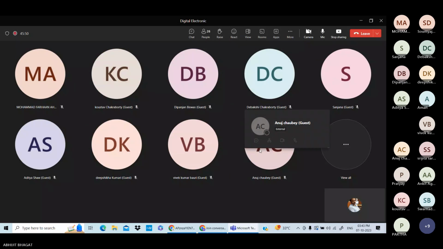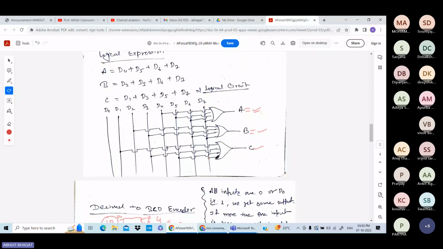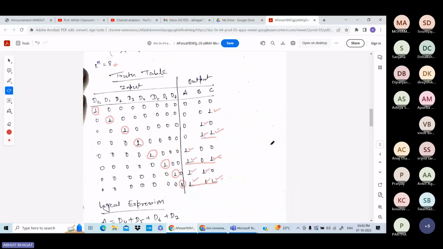Next topic is that there are some limitations of the encoder circuit. What are the limitations here? Suppose you can see here you are getting A, B, C as 0, 0, 0 when D0 is 1. So when D0 is 1, you are getting A, B, C as 0, 0, 0. If D0 becomes 0 and all of these are 0, in that case what is the ABC? It is also 0, 0, 0.